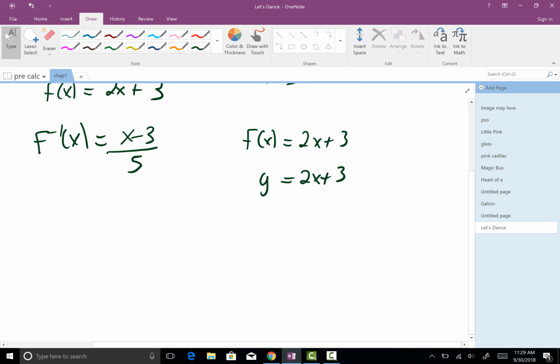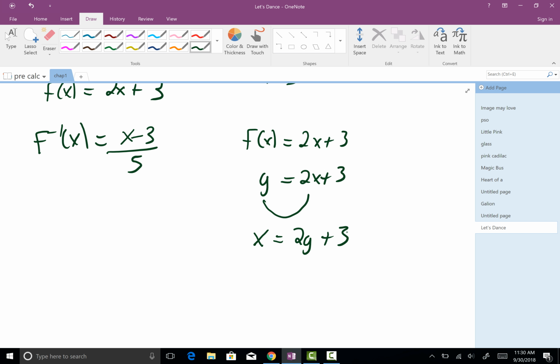then you would switch the x's and y's. And why do we switch the x's and y's? Well, because as we learned, in an inverse and a function, the domain and the range switch. It's a reflection, right? Remember that the graph is a reflection over the y equals x line. And when it's a reflection, you're switching the x's and y's around.